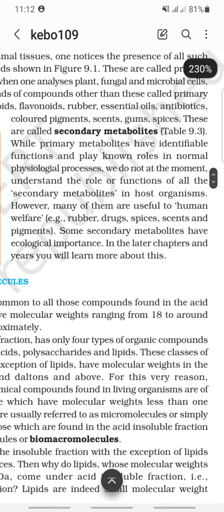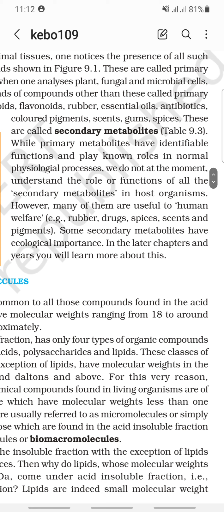While primary metabolites have identifiable functions and play known roles in normal physiological processes, we do not at the moment understand the role or functions of all the secondary metabolites in the host organism. However, many of them are useful to human welfare. Example: rubber, drugs, spices, scents, and pigments. Some secondary metabolites have ecological importance. In the later chapters and years, you will learn more about this.